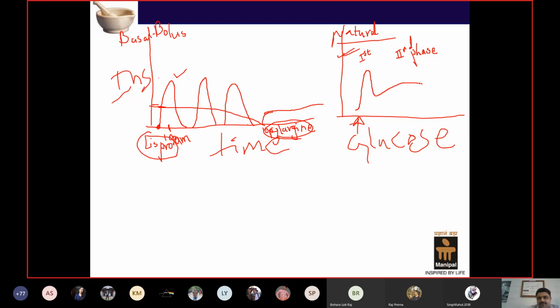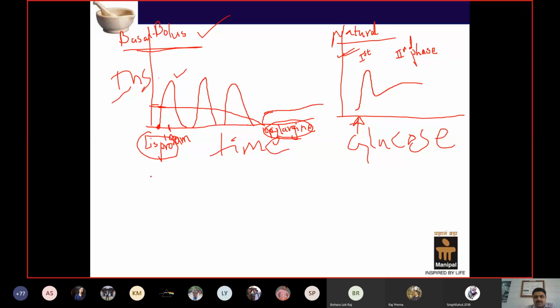A peak and then the second phase, isn't it? So this is known as the basal bolus regimen. Basal is obtained with glargine, a long acting preparation, or any long acting preparation. Generally, we prefer glargine as a long acting preparation, and rapidly acting insulin analogs are given before the major meal. This is what we say basal bolus formulation.